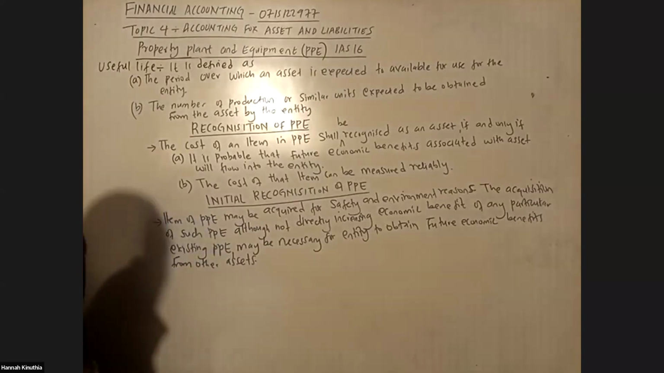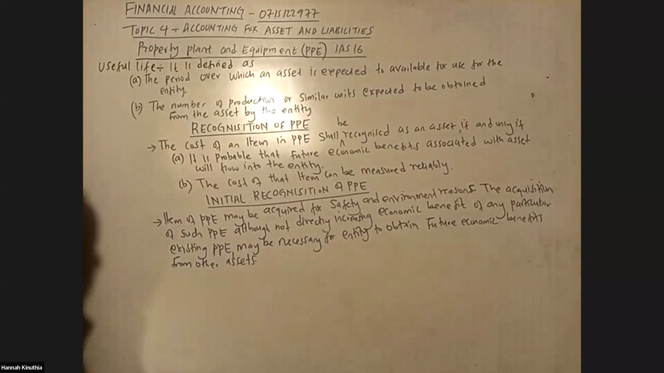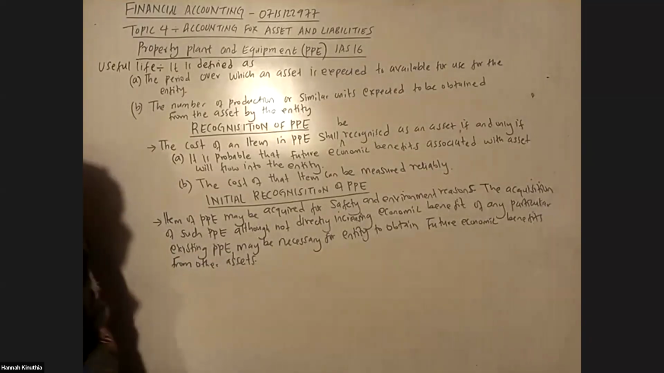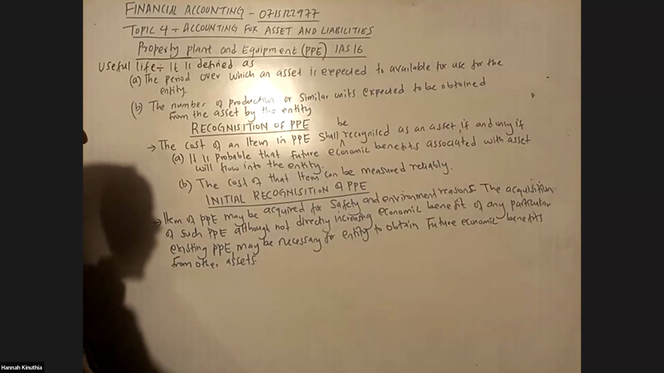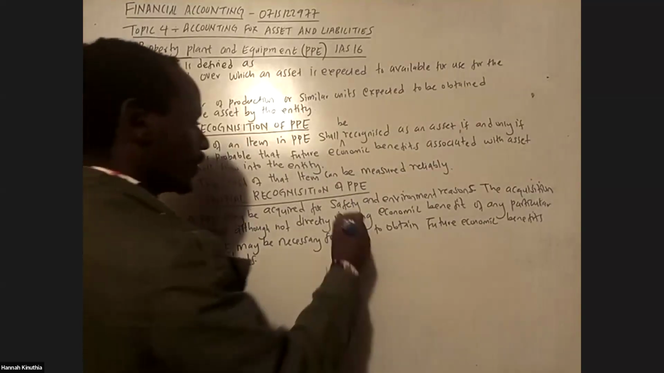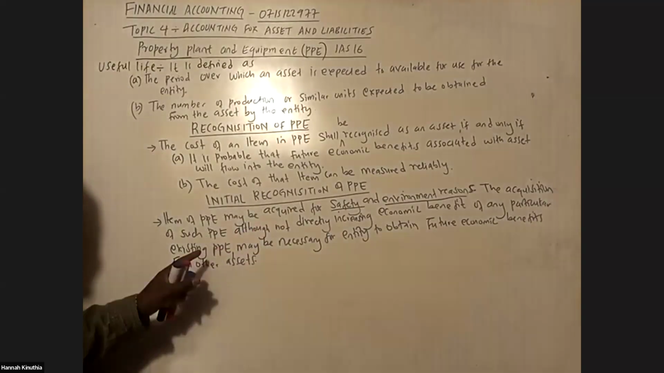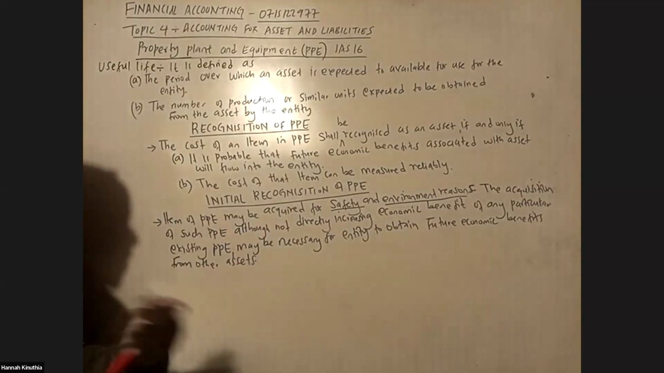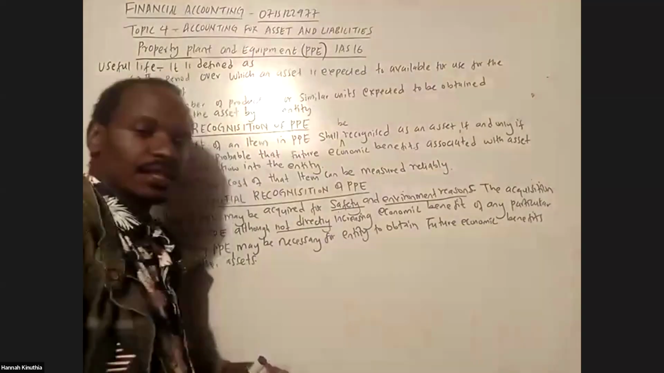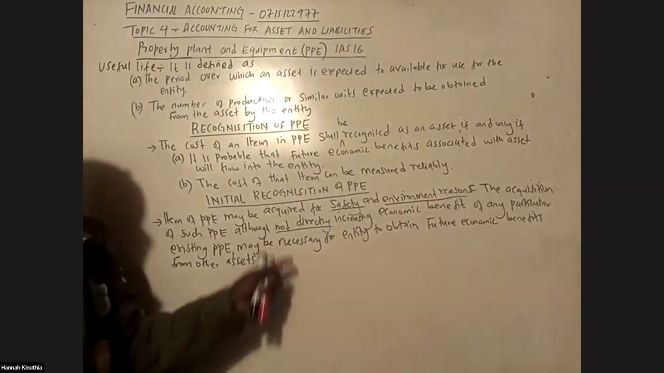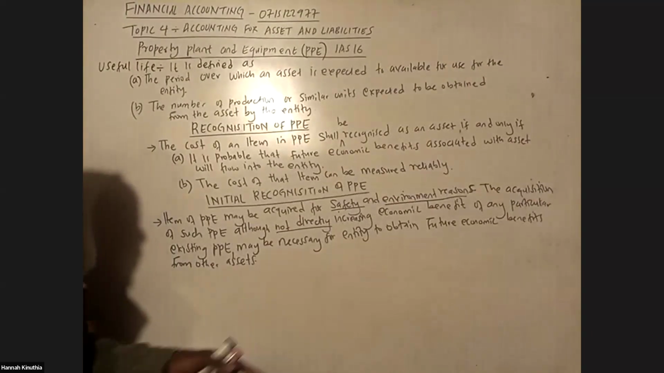Now we have these items which, when we acquire them, are PPE, but those items cannot generate income. Those items are what we call items acquired for safety and environmental reasons. The acquisition of such PPE, although not directly increasing the economic benefit, is there to help increase it.